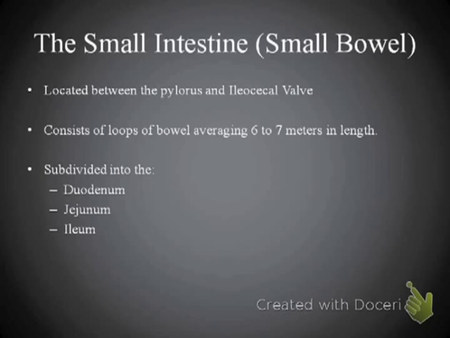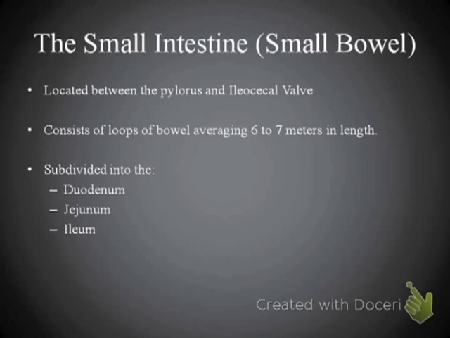So this brings us to the small intestines, where we will see more connection and how this correlates with the pancreas. The small intestine, or the small bowel, as sometimes you'll hear these used interchangeably, is located between the pylorus and the ileocecal valve. So the pyloric antrum to the ileocecal valve is all small bowel or small intestine. And it consists of loops of bowel averaging 6 to 7 meters in length.